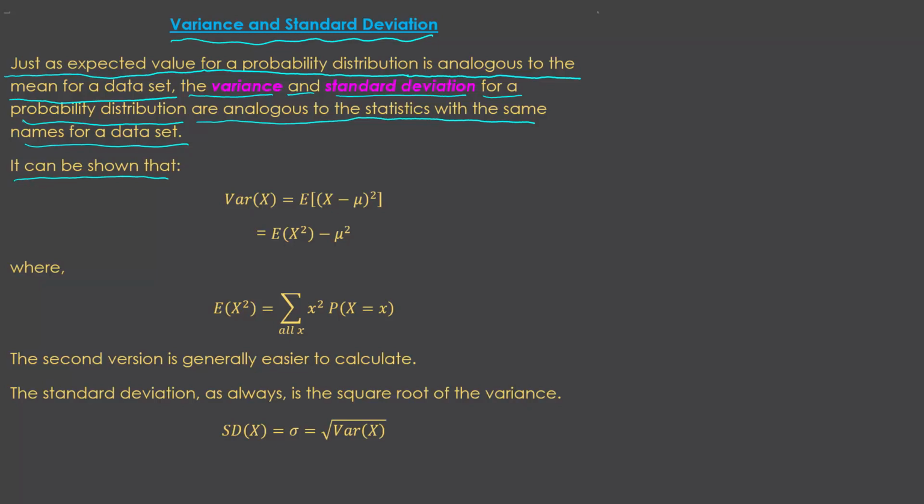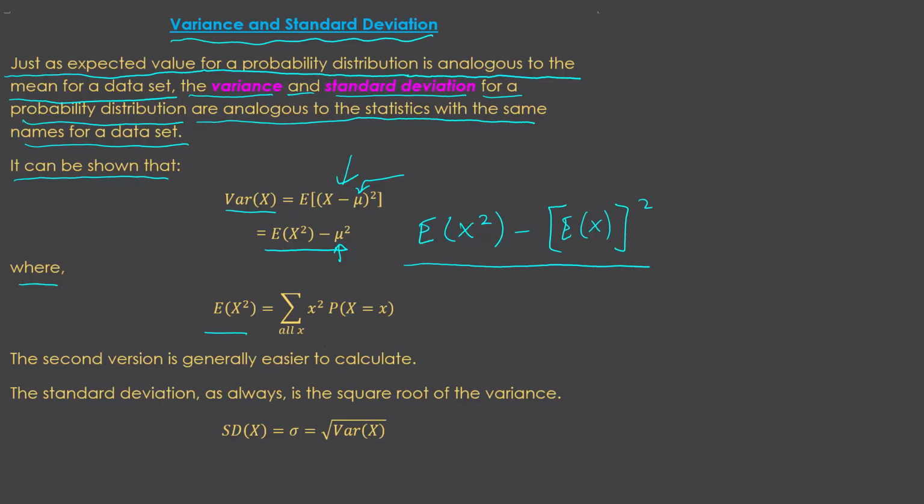It can be shown that the variance of X is the expectation of (X minus mu) squared, where mu obviously is the mean or the expectation for the distribution, which is the expectation of X squared take away mu squared. But we very often write this as the expectation of X squared take away the expectation of X, all squared. Remember, the mean is the expectation. So it's nice and easy to remember as the expectation of X squared take away the expectation of X, squared.